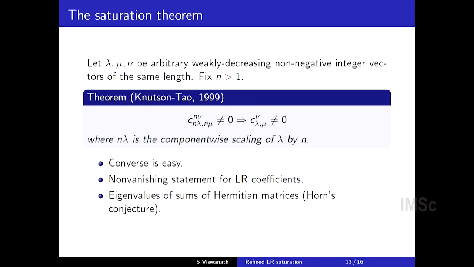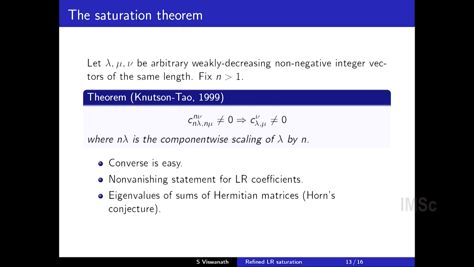So let me just make a few remarks here. It's actually a non-vanishing statement for LR coefficients. If the scaled guy doesn't vanish, the original doesn't vanish. The converse turns out to be easy. That's not a problem. But what's very interesting about this, and what leads to the significance of this, is that it's related to something called Horn's conjecture and eigenvalues of Hermitian matrices. If I have A and B Hermitian matrices with some eigenvalues, how do the eigenvalues of A plus B relate to the eigenvalues of A and B?